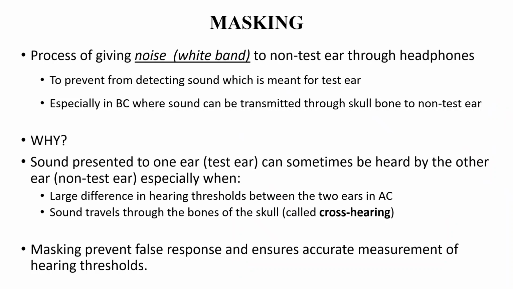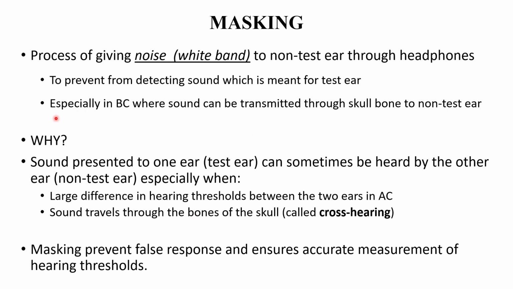Masking. Now, what is masking? It is an important step while performing pure tone audiometry. Masking is a process of giving noise to the non-test ear through headphones. It is a white band noise. It is used to prevent detecting sound in the non-test ear, as we are testing the test ear. This is especially important in bone conduction, where sound can be transmitted through the skull bone to the non-test ear.